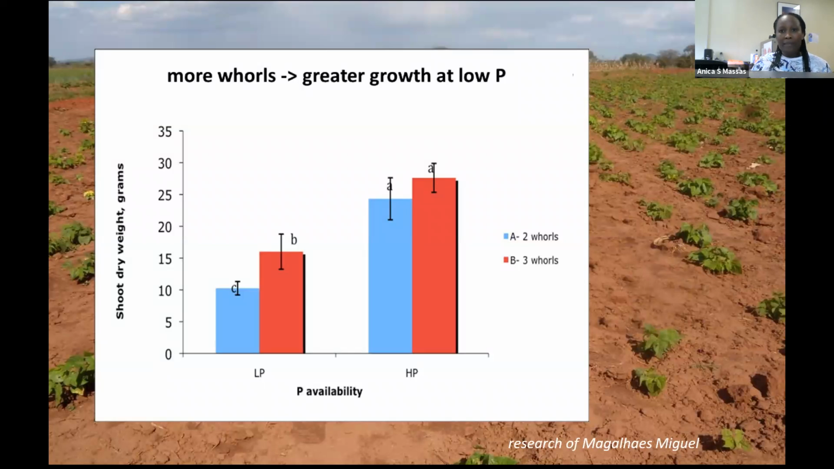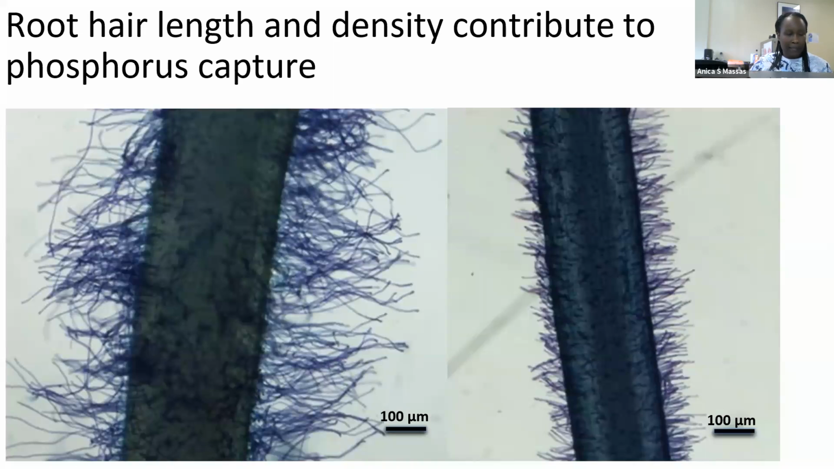So going to our second trait, we talked about basal roots, and now the second trait for phosphorus capture is root hair length and density. We can see in this picture that it shows long root hairs and high density, while the picture on the right shows short hairs.